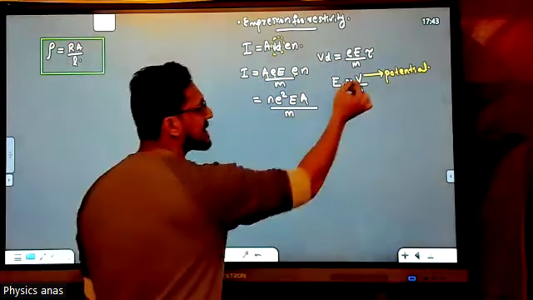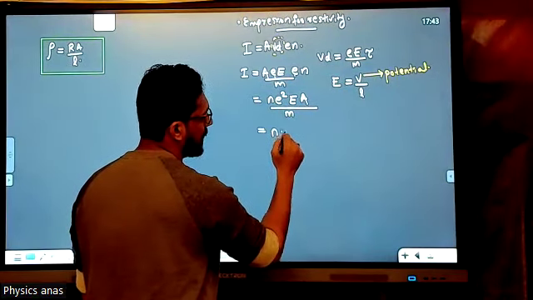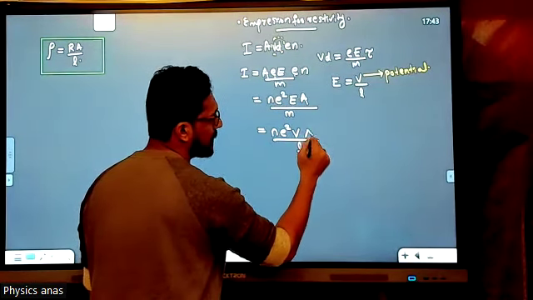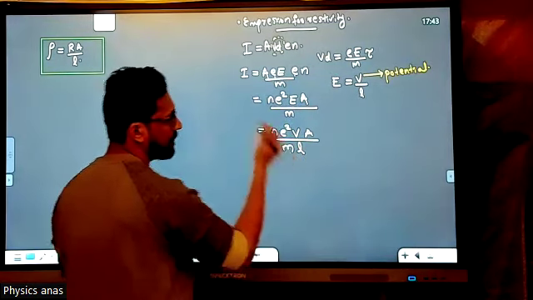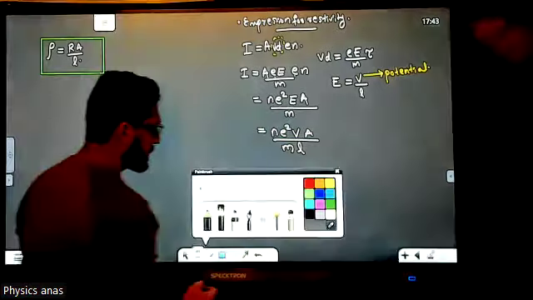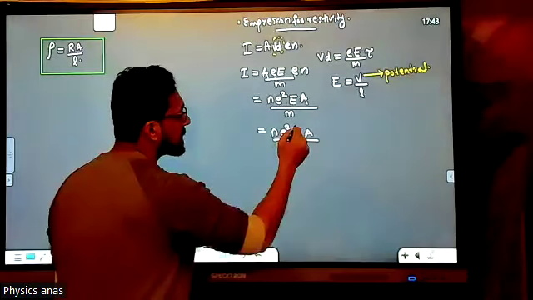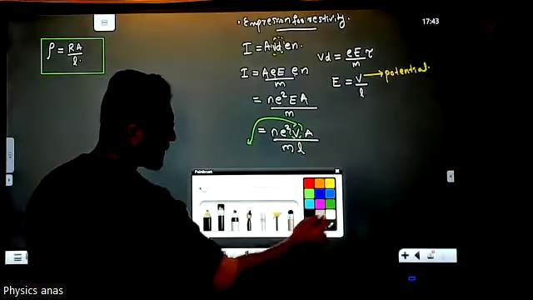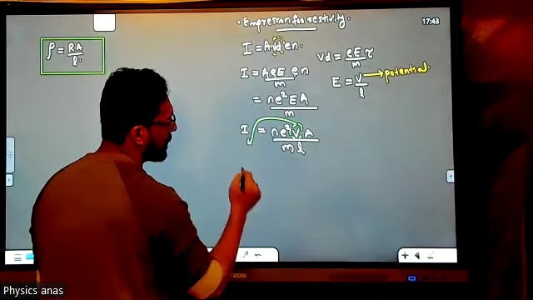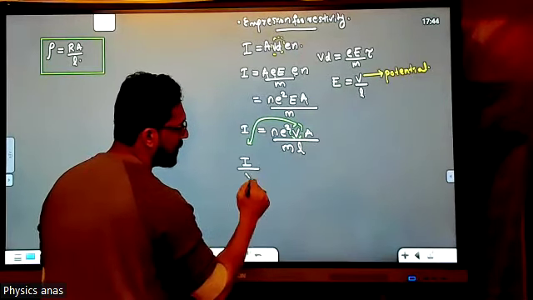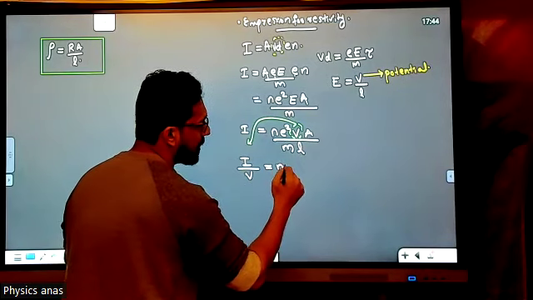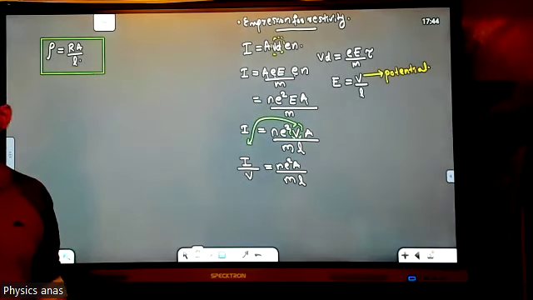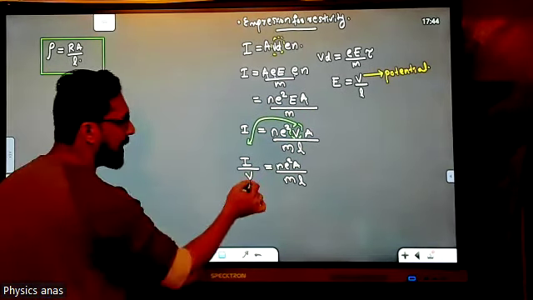Okay. Now E is V by L. You can write for n e square E. E is what? V by L. There is A. There is n. Right. And what is this? You can bring this V, just like we discussed before, to the other side. On the other side you have I. If you are bringing V to the other side, that will be I by V. What is I by V? n e square A by m L. Right.